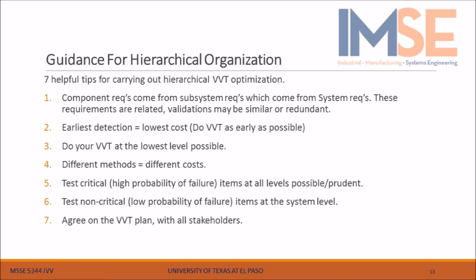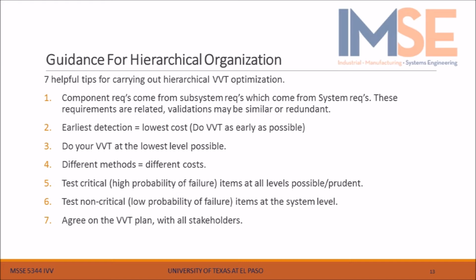Fifth, test your critical items at all levels possible. If you have a safety risk with a high probability of failure, invest more into VVT for this item. Sixth, conversely to number 5, if you have a low risk, low criticality item, it may be more efficient to only test this at the system level rather than repeating the tests at the component level.